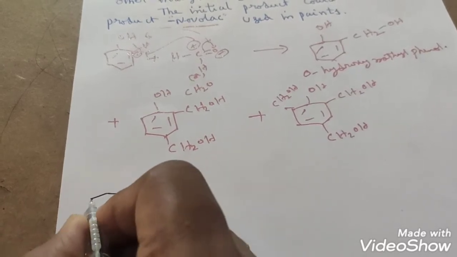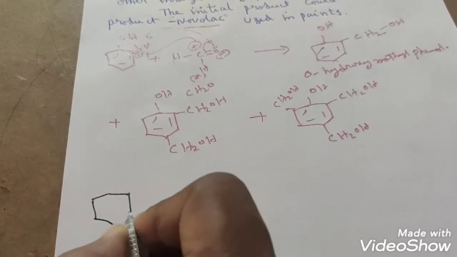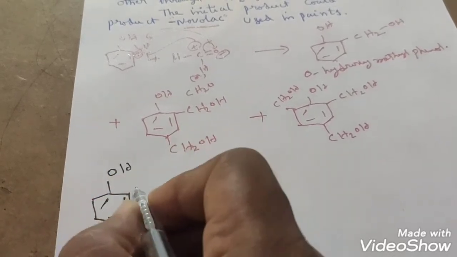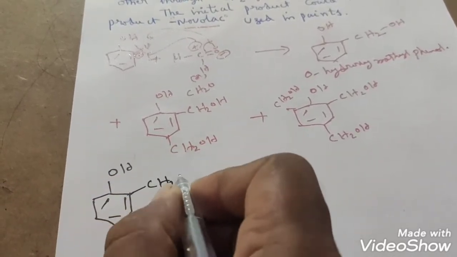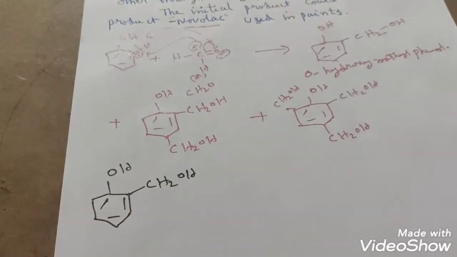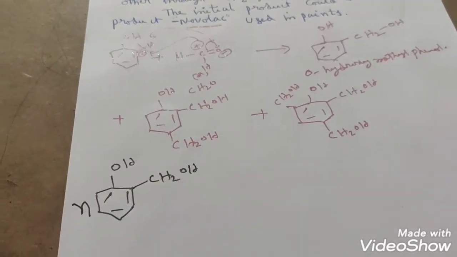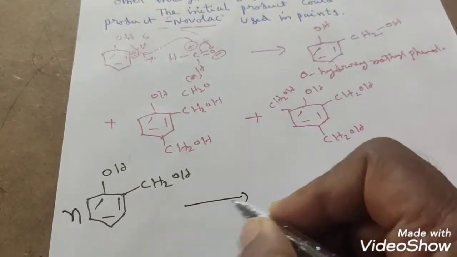Let us take ortho-hydroxymethyl. This is ortho-hydroxymethyl. So this I am taking N moles. N moles will undergo polymerization.